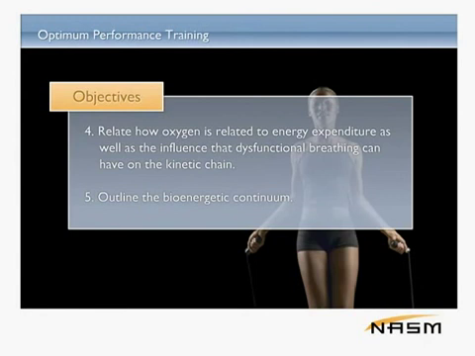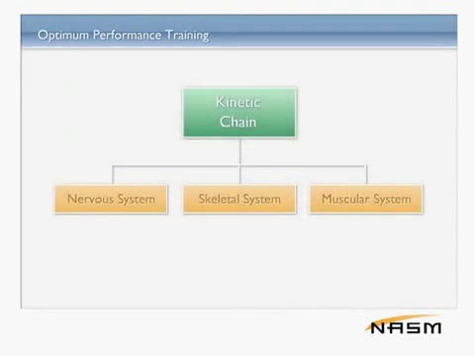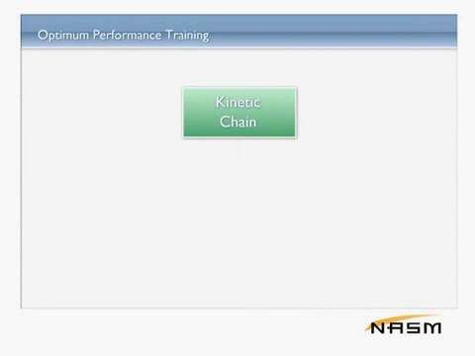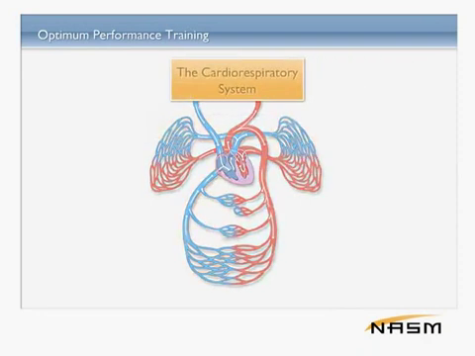Outline the bioenergetic continuum. It has been established that the kinetic chain is the primary system for movement production under the direct control of the nervous system. In order to maintain a constant state of efficient operation, however, it needs to have support systems. One such support system is known as the cardiorespiratory system.